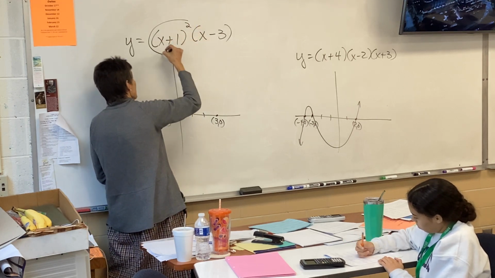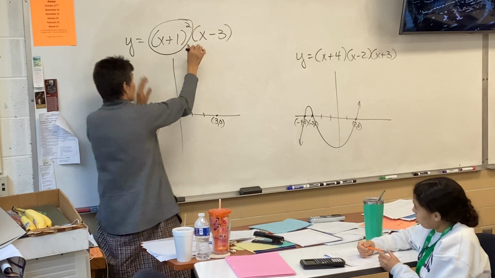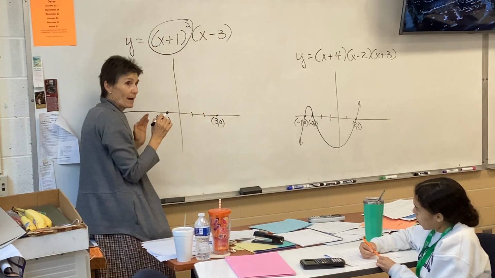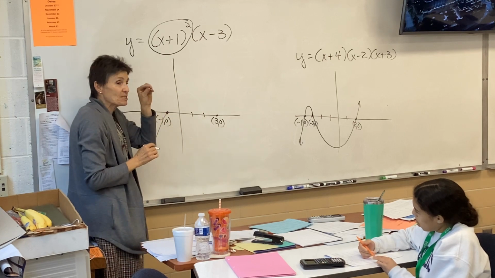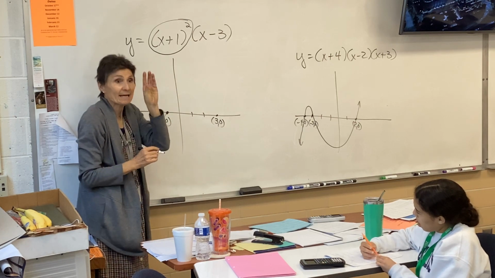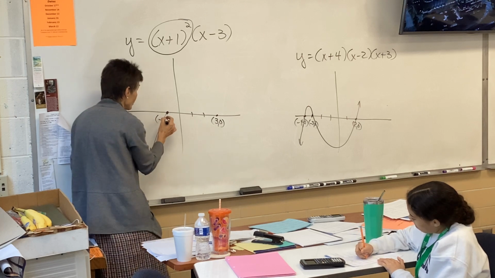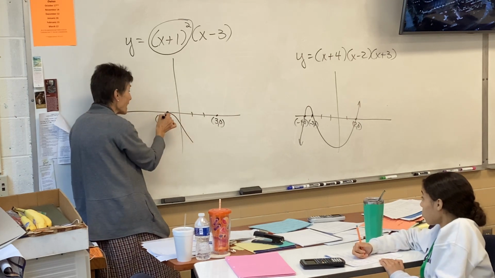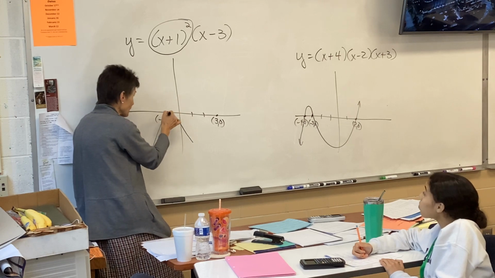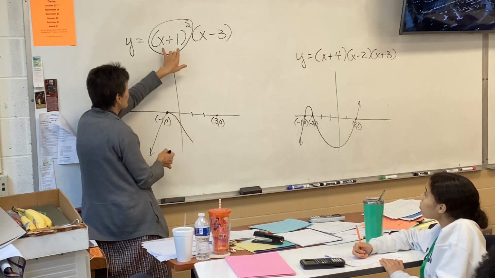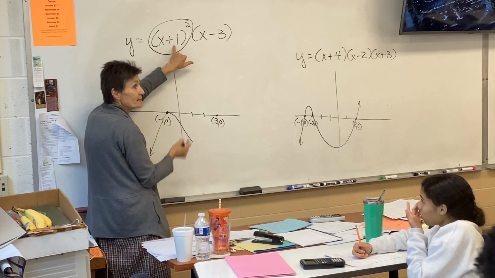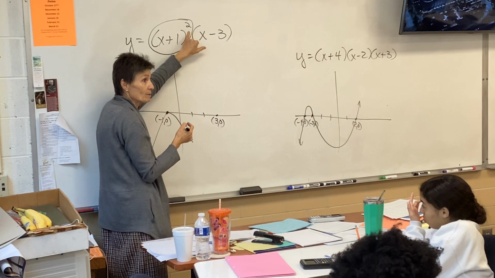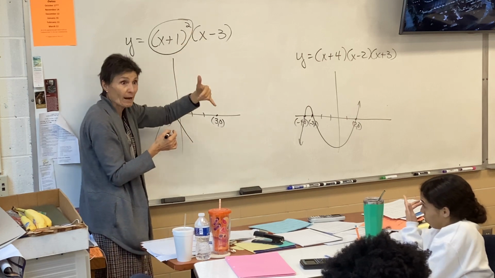What shape is that? Forget all the rest of it, just this right here. That's a parabola. So when you have a squared factor, it acts like a parabola. So in other words, when it hits here, it's gonna turn around and go back down. It's not gonna cross through, it's gonna bounce off, because that x-intercept at -1 is squared. So it's behaving like a parabola.